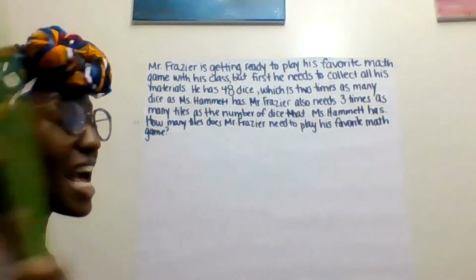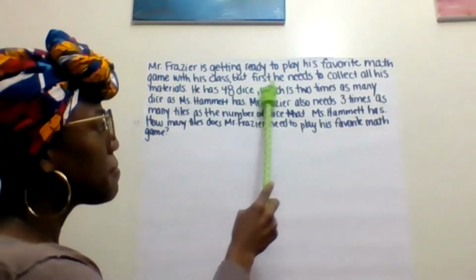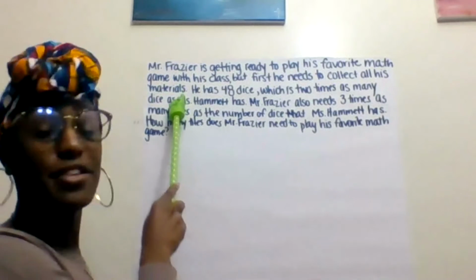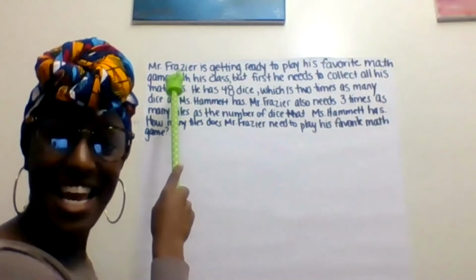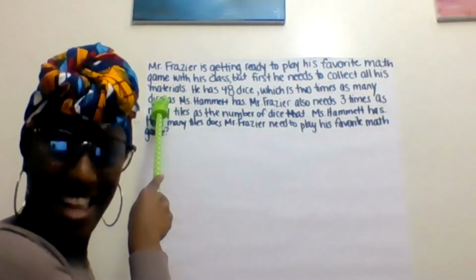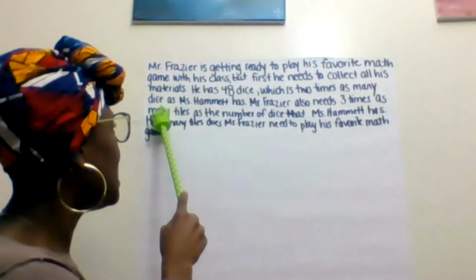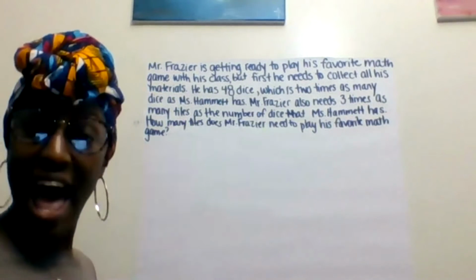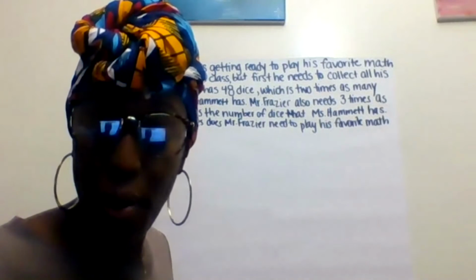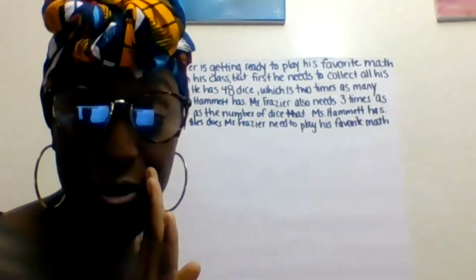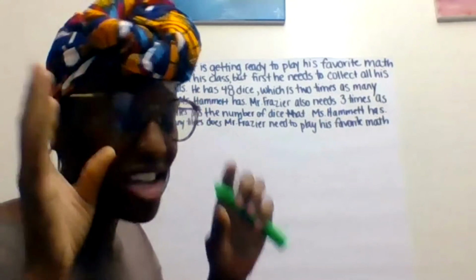Mr. Frazier is getting ready to play his favorite math game with his class, but first he needs to collect all his materials. I'm not marking that sentence up because remember, there is no times as many. This is just providing me with context. Let's keep reading. He has 48 dice, which is 2 times as many dice as Miss Hammett has. I am just going to continue because I see some information I want to mark up, but I want to read for everything because I'm also doing my spot checks.